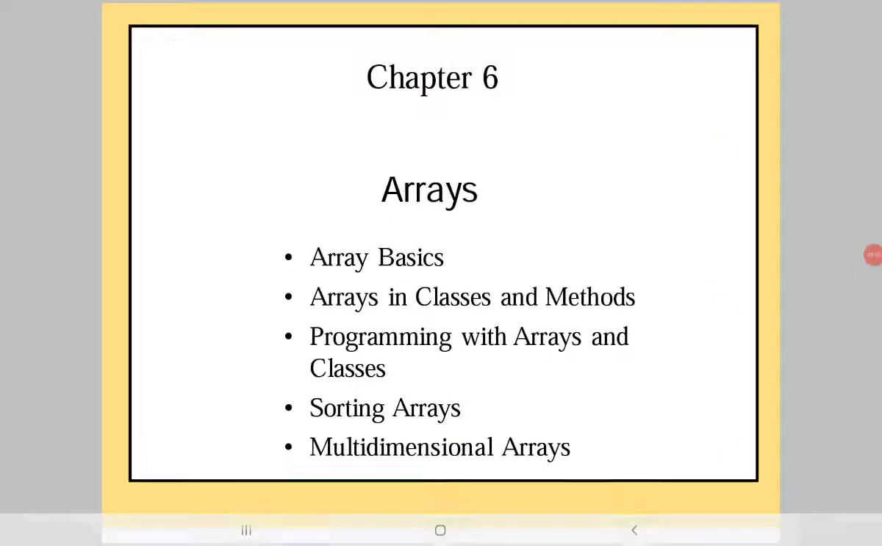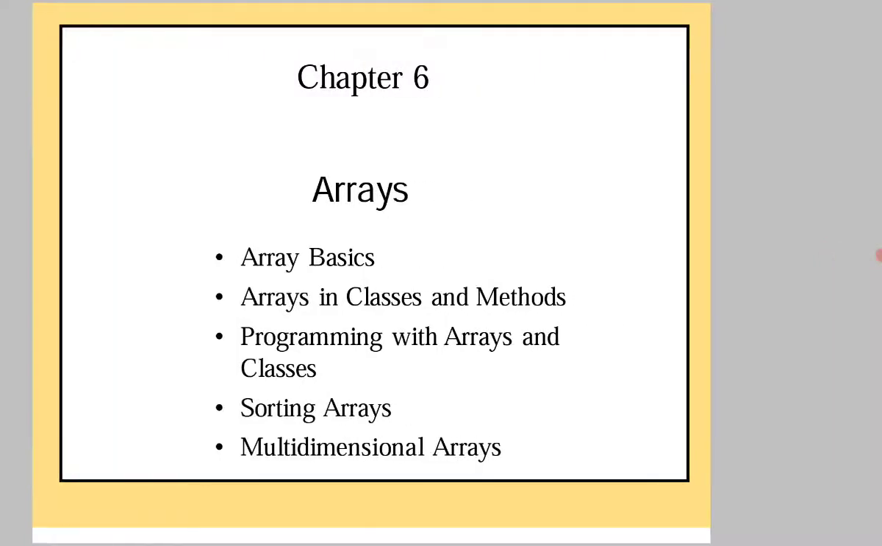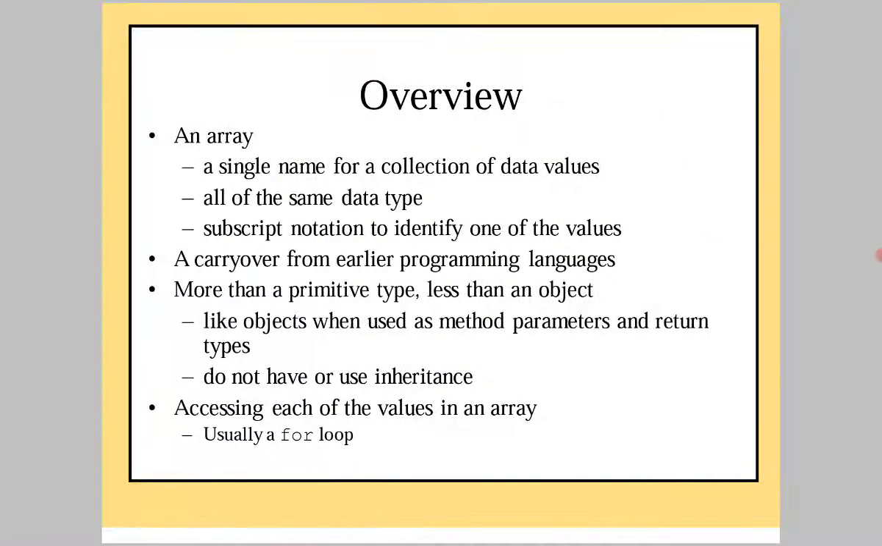the array basics. What is an array? An array is a single name for a collection of data values, all of the same data type, with subscript notation to identify one of the values. A carry over from earlier programming languages, more than a primitive type, less than an object. Like objects, when used as method parameters and return types, do not have or use inheritance. Accessing each of the values in an array.